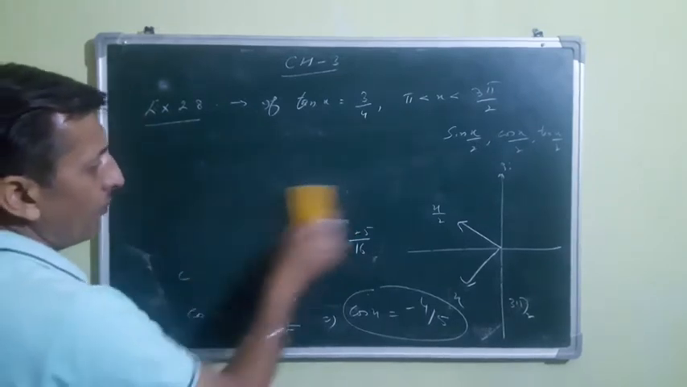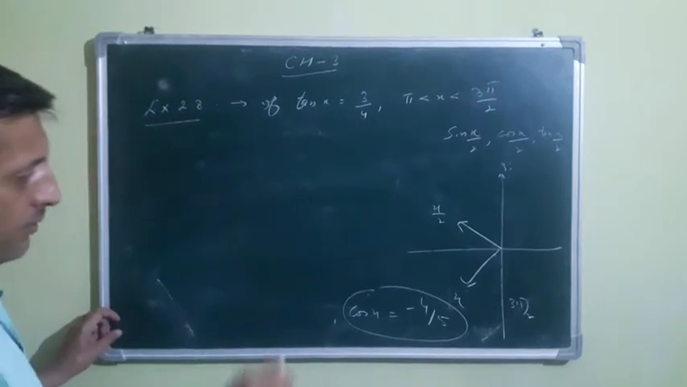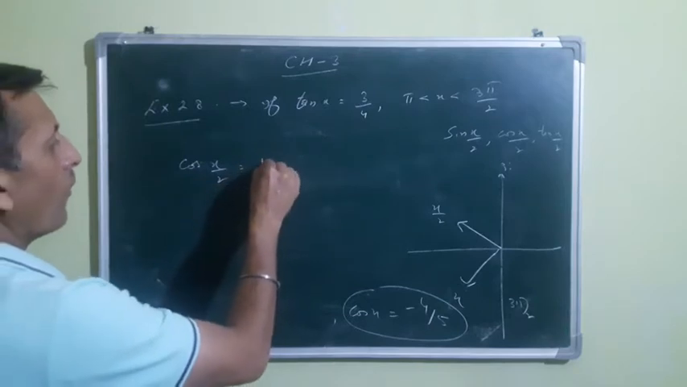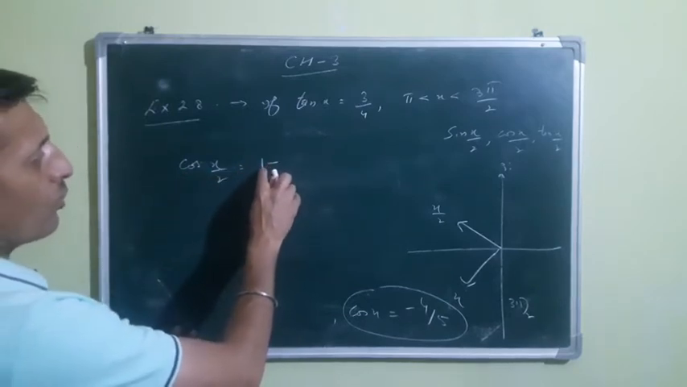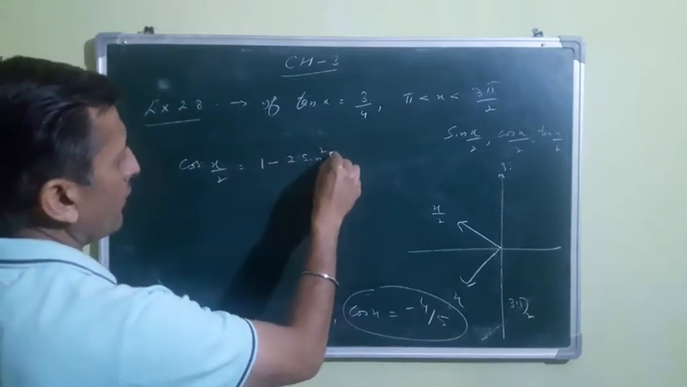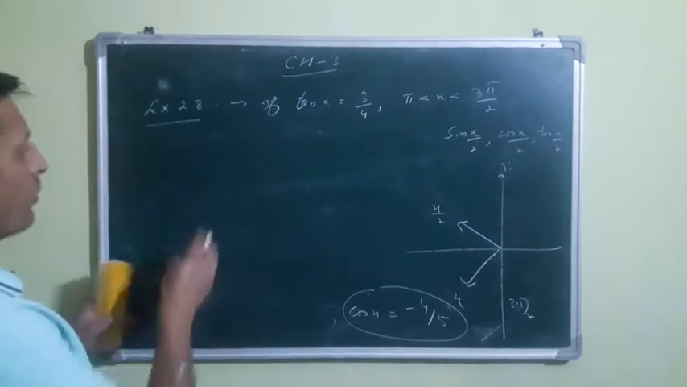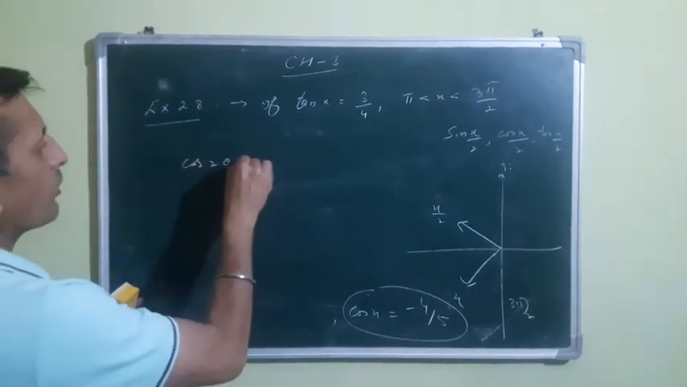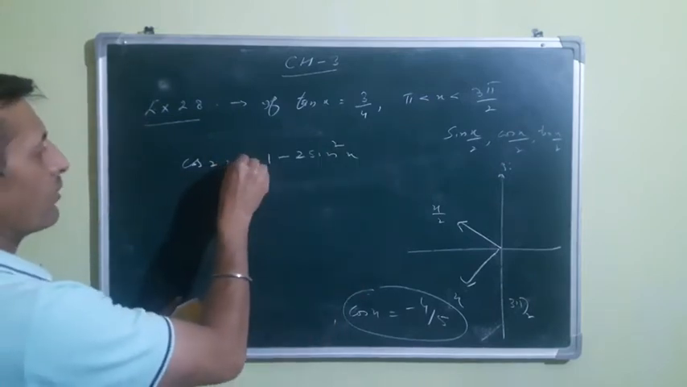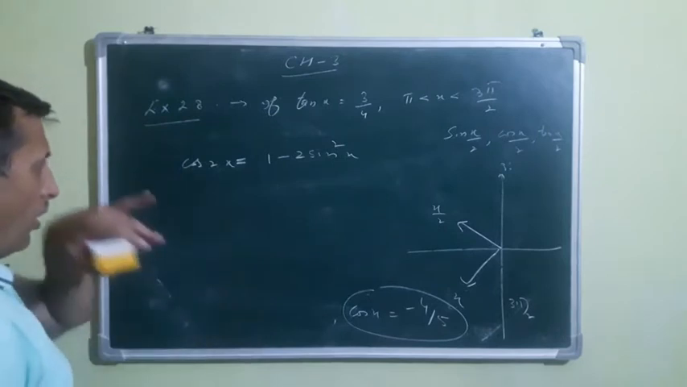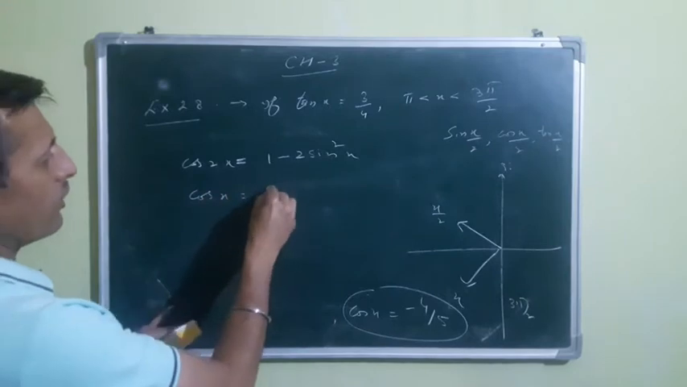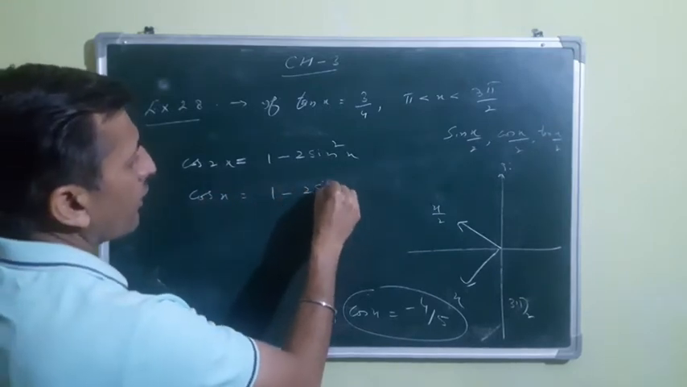Now I want to use that identity that I have given here: 1 minus cos 2 theta is equal to 2 cos square theta minus 1, and 1 minus 2 sin square theta. I'm going to use this one. Cos of 2 theta is equal to 1 minus 2 sin square x. Instead of theta I want to write x, so cos 2x is equal to 1 minus 2 sin square x. In this case, cos x is equal to 1 minus 2 sin square x by 2.